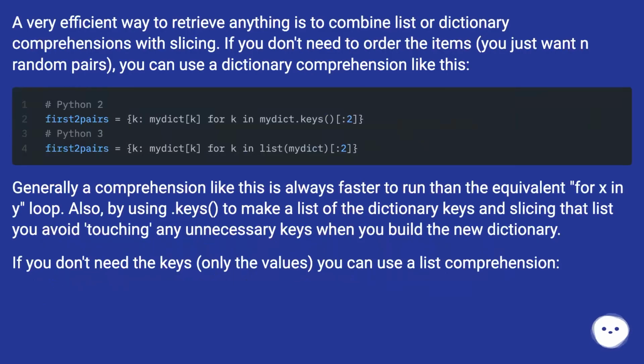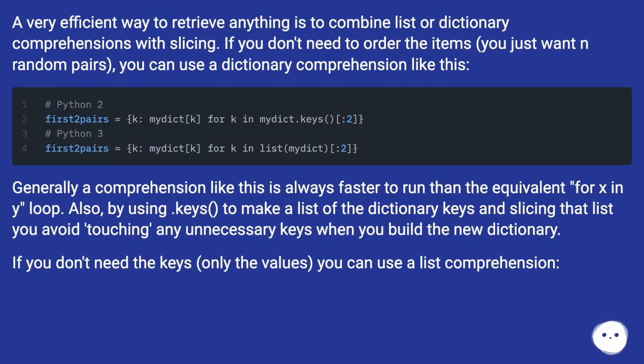A very efficient way to retrieve anything is to combine list or dictionary comprehensions with slicing. If you don't need to order the items, you just want n random pairs, you can use a dictionary comprehension like this. Generally, a comprehension like this is always faster to run than the equivalent for x and y loop. Also, by using dot keys, to make a list of the dictionary keys and slicing that list, you avoid touching any unnecessary keys when you build the new dictionary.